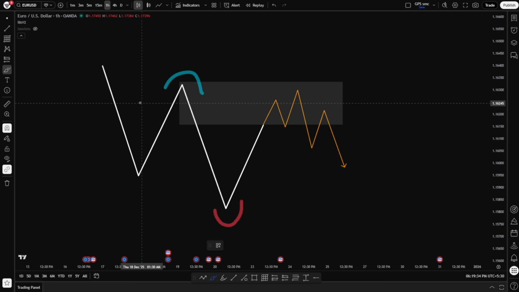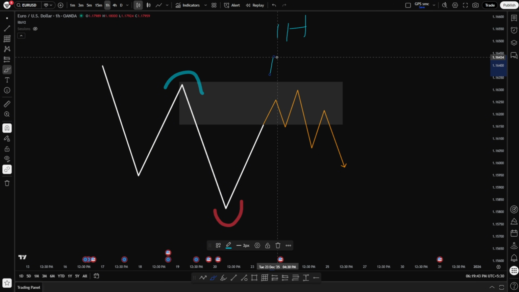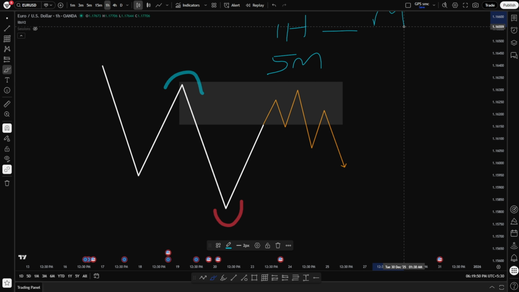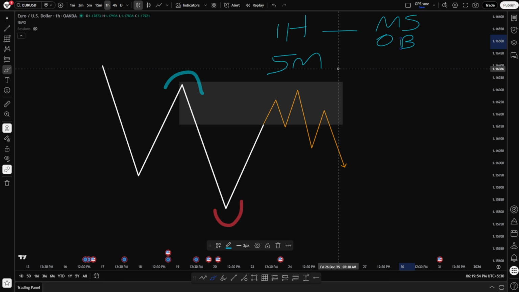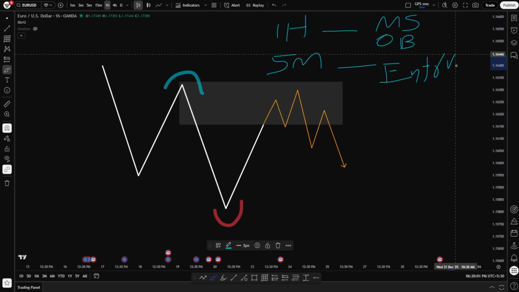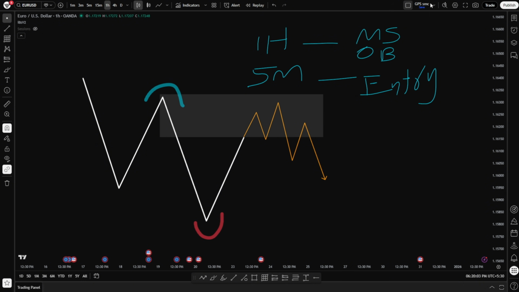All right. So first thing is we use only two time frames for the strategy, the 1 hour time frame and then the 5 minutes time frame. So in the 1 hour time frame, we use market structure and order block filtering. In 5 minutes, this is where we place our trade. So I will mark this as entry. So this is the simplest understanding you can have about this strategy.